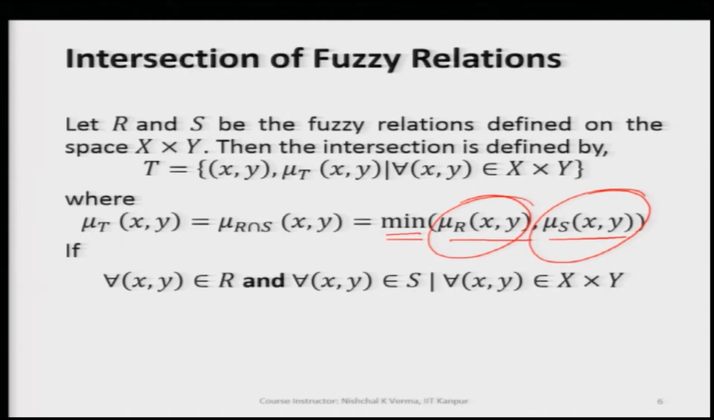It is again needless to mention that every x comma y which belongs to R and S will also come from X cross Y. So, capital R and capital S are both fuzzy relation sets, and they are again drawn from capital X cross capital Y, which is the Cartesian product space.